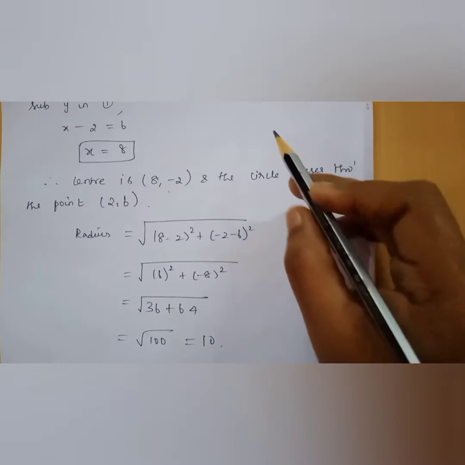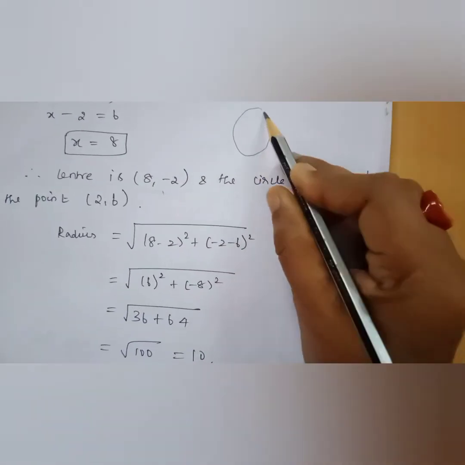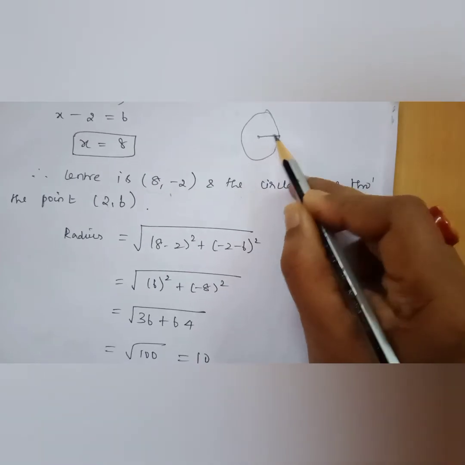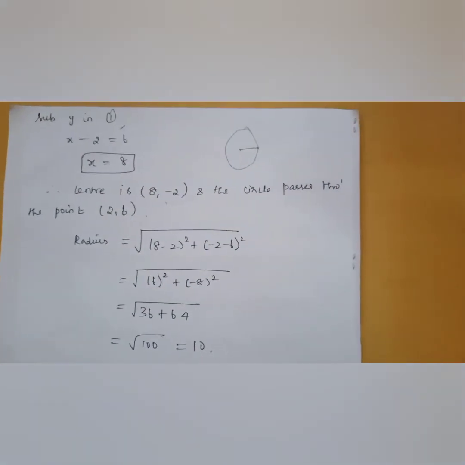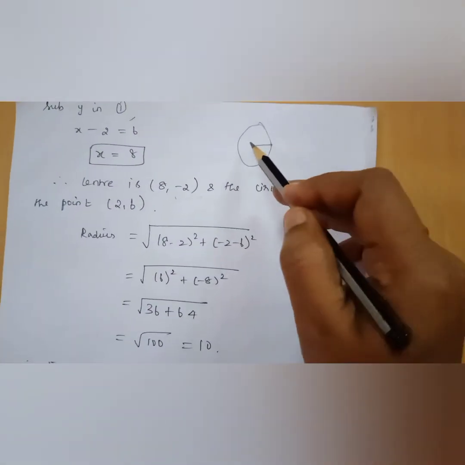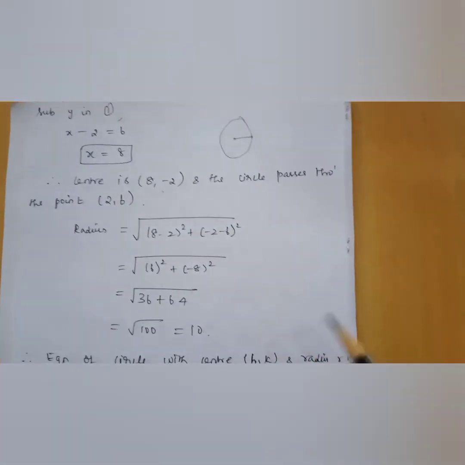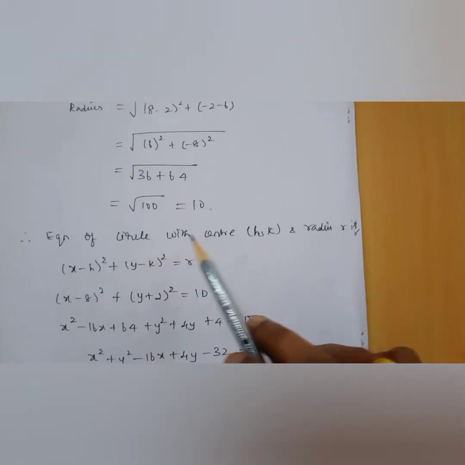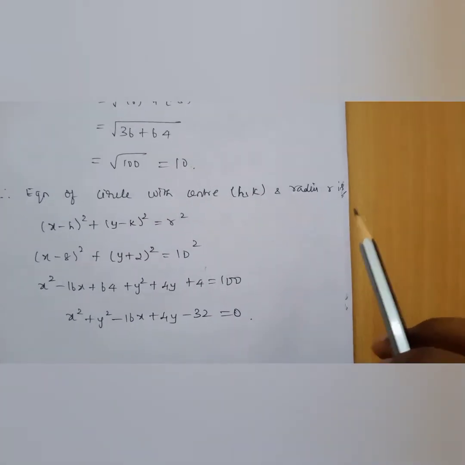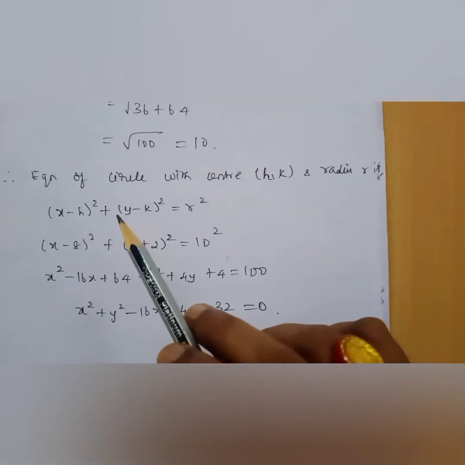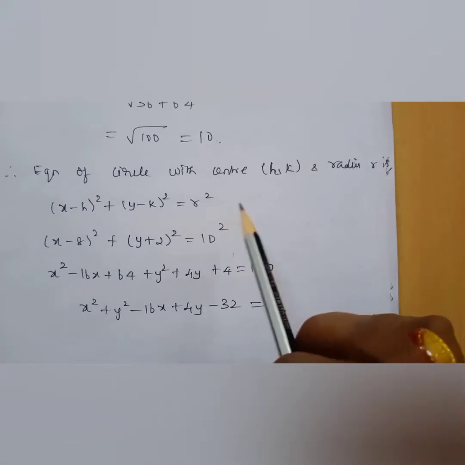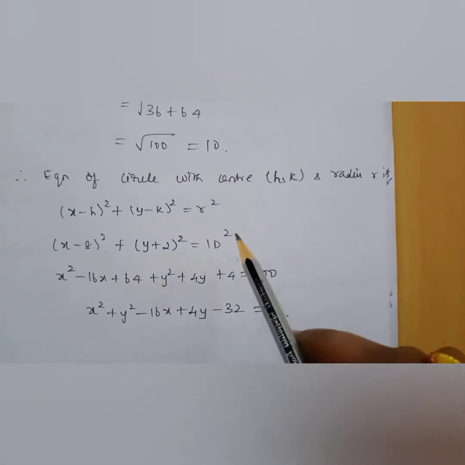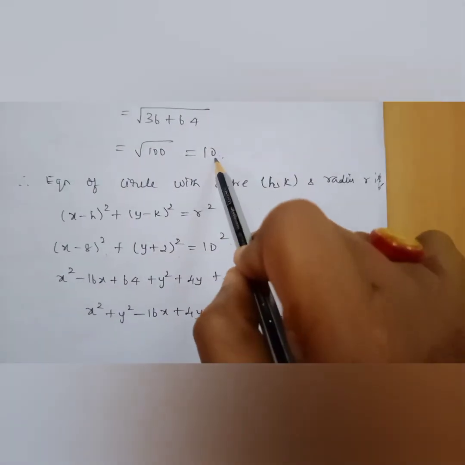So distance formula, right? If you are having a circle like this, if it is a center and any point on the circle, this line will be called the radius only. Any point on the circle and from the center, if you join it, it will be the radius. So radius is equal to distance formula, 10. So equation of the circle with h comma k and radius r is given by x minus h the whole square plus y minus k the whole square is equal to r square. So x minus 8 the whole square plus y plus 2 the whole square is equal to 10 square, because r was found to be 10.